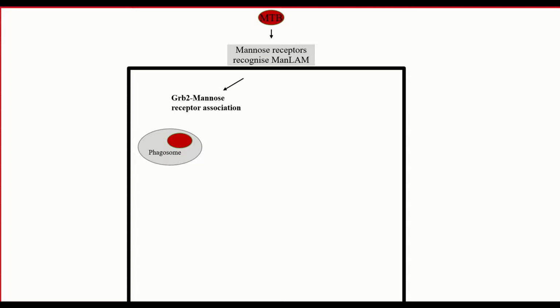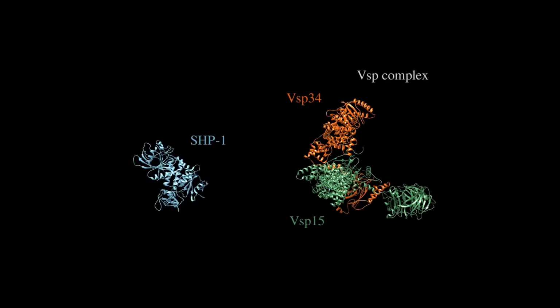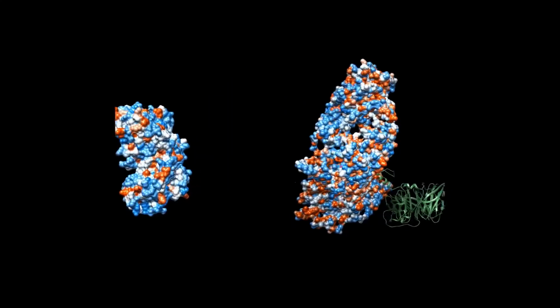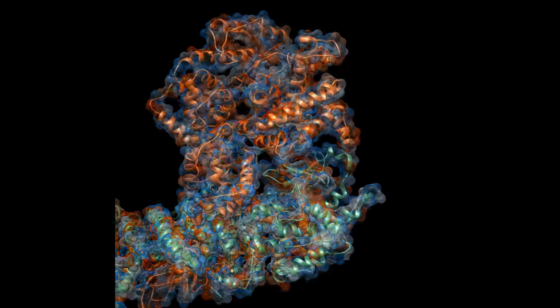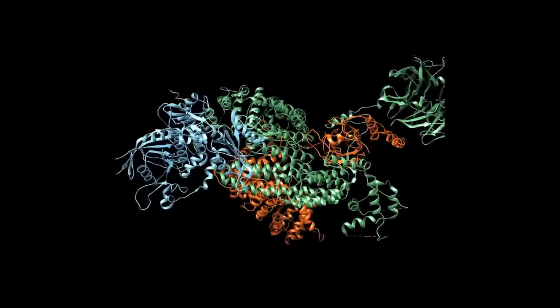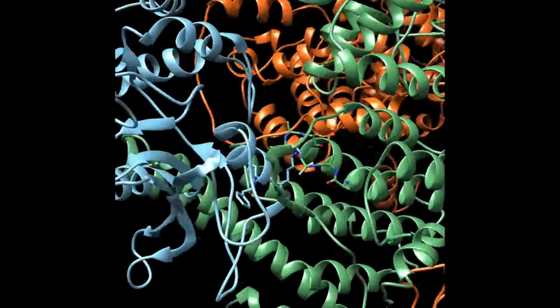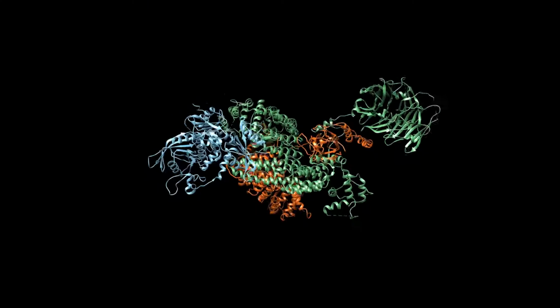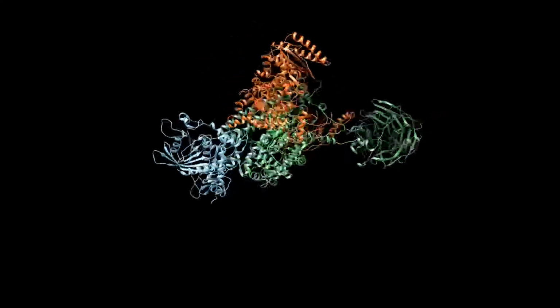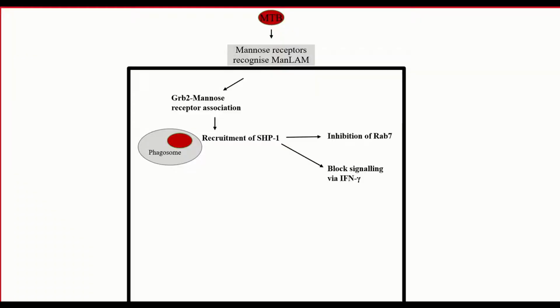Simultaneously, Rab5 is recruited, leading to the recruitment and phosphorylation of the regulatory subunit VPS15 and activation of the class 3 PI3 kinase VPS34. Since VPS15 and VPS34 contain a consensus SHP1 binding motif, all three interact, causing a conformational change in VPS34. This conformational change leads to the inhibition of phosphoinositide 3 phosphate production, therefore inhibiting EEA1.